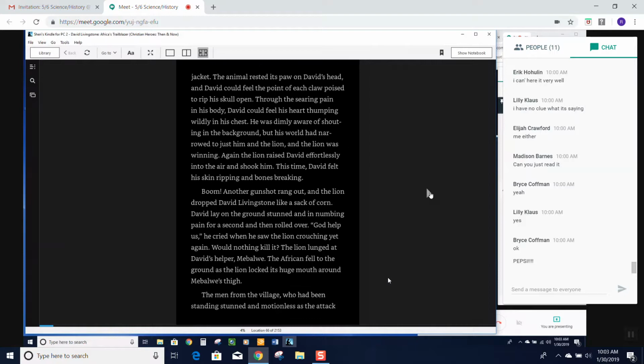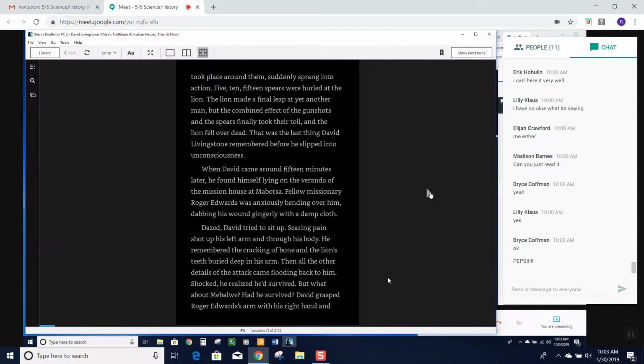The men from the village, who had been standing stunned and motionless as the attack took place around them, suddenly sprang into action. Five, 10, 15 spears were hurled at the lion. The lion made a final leap at yet another man, but the combined effect of the gunshots and the spears finally took their toll, and the lion fell over dead. That was the last thing David Livingstone remembered before he slipped into unconsciousness.